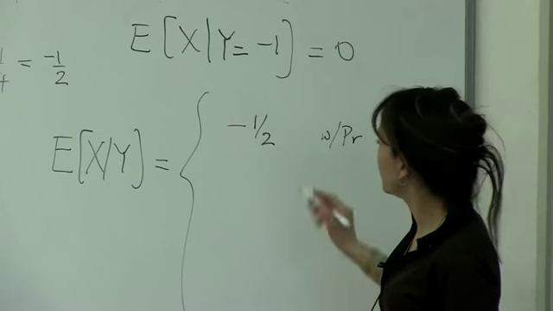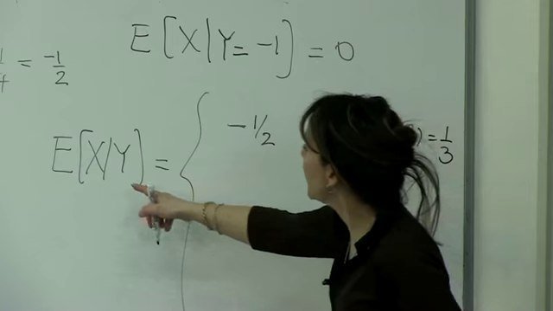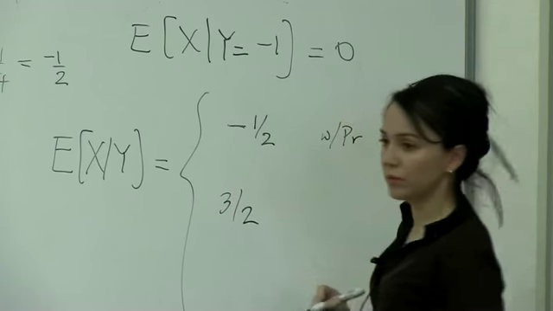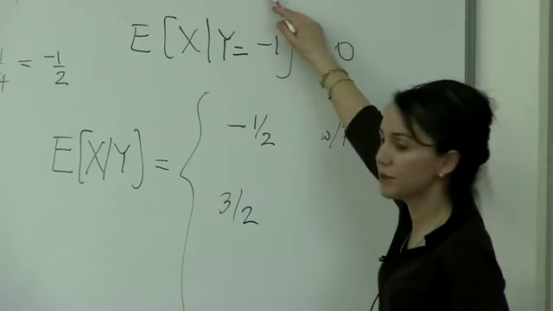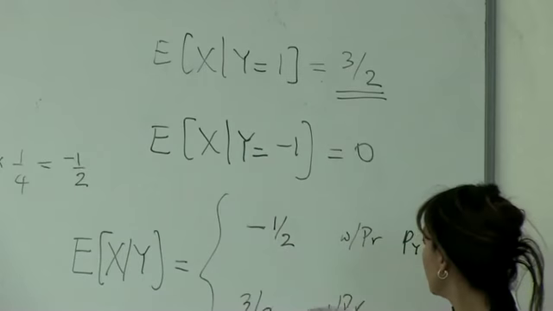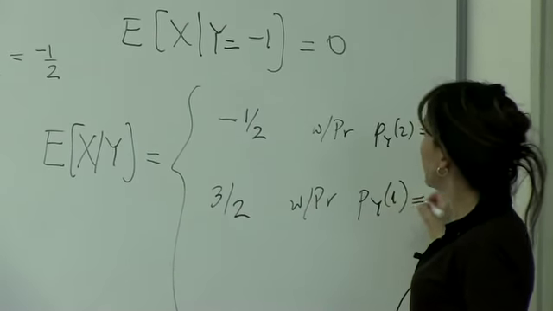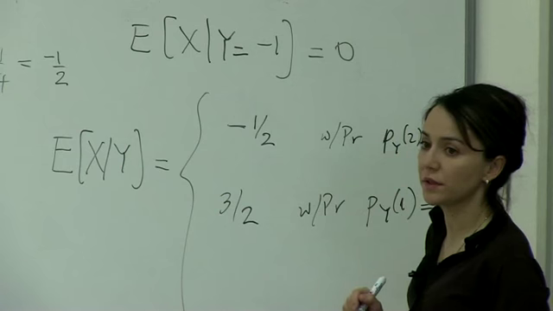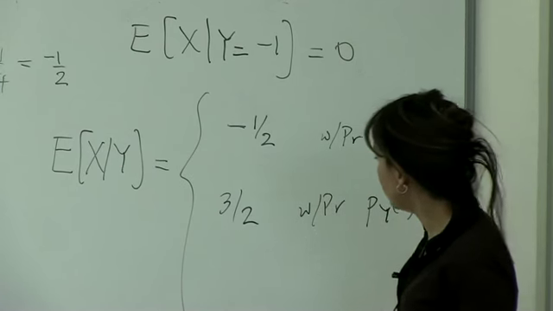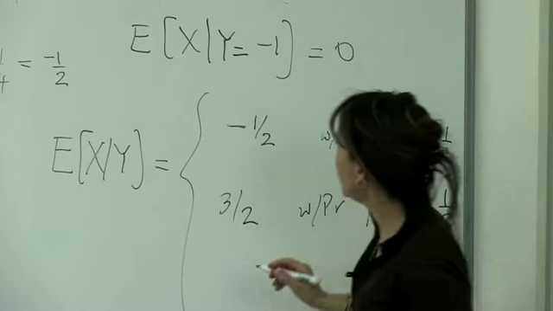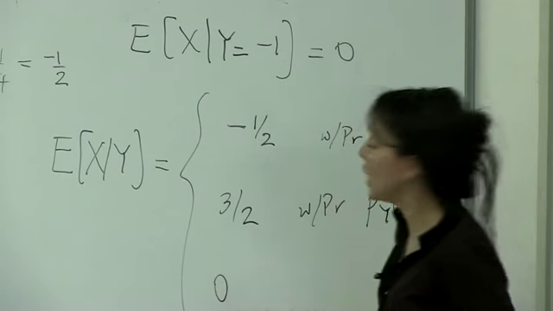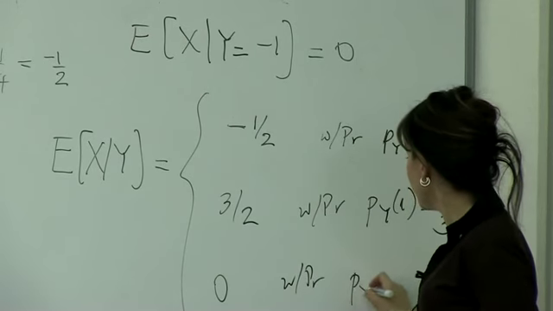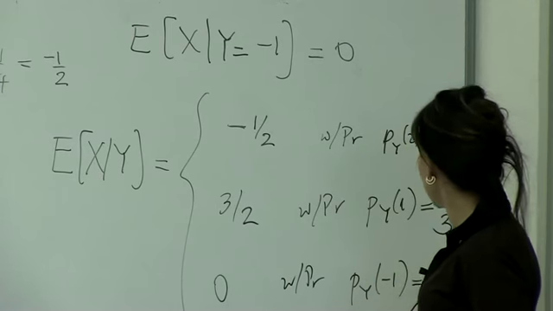Okay, what's next? Expectation of x given y is 3 over 2 when y is 1. So this happens with probability py of 1. Py of 1 is 1 over 6 plus 1 over 6, which is 1 over 3. And expectation of x given y is 0 when y is negative 1, so with probability py of negative 1, which is again 1/3.